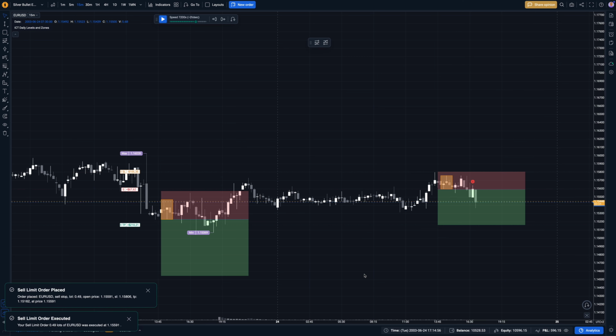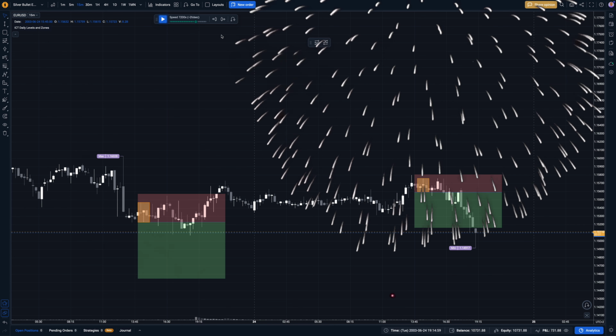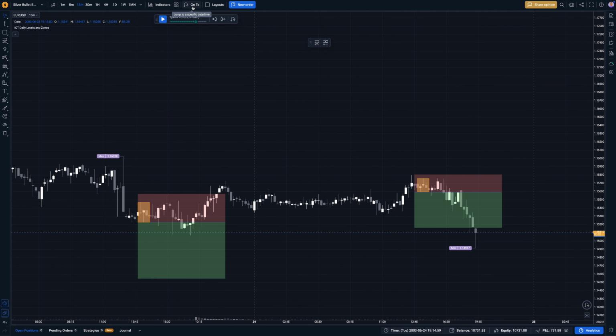With that out of the way, here's another setup. And it fills right away. Let's see what we got. We have a winner here. Very good. Last one, I promise. I have to say, this is quite addictive.